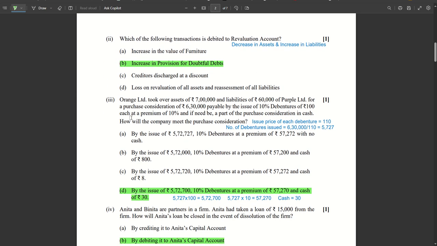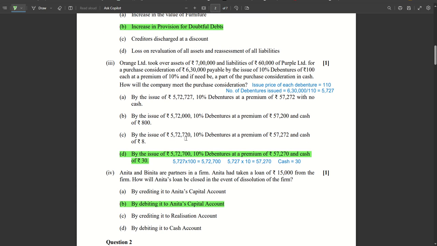The next one, the third one, is an interesting question, and it's important for you to know this. Here we have the assets and liabilities which were taken over at a purchase consideration of 6,30,000. This is important. This is to be payable by issuing 10% debentures of 100 each at a premium of 10%. So issue price is 110. If issue price is 110, we are paying off 6,30,000. Then we have to calculate the number of debentures issued, right?